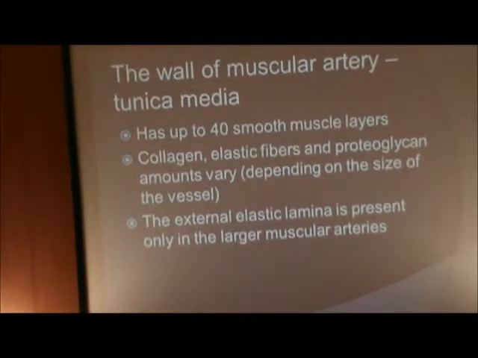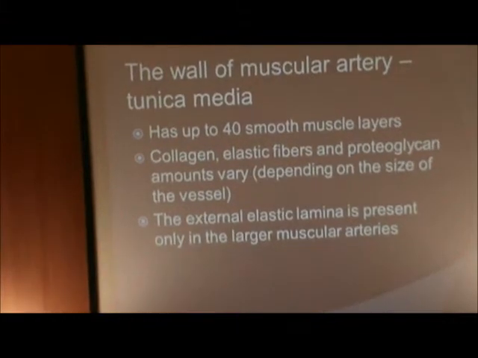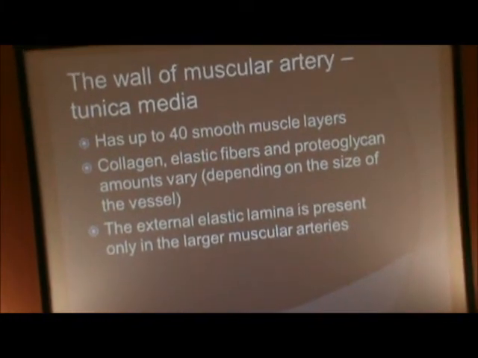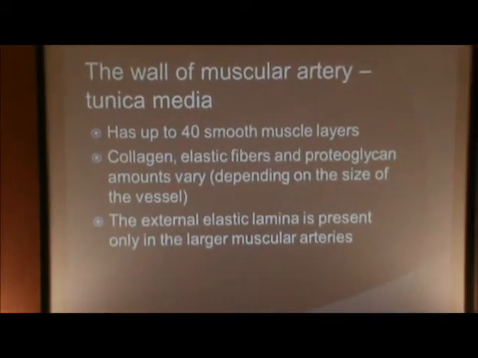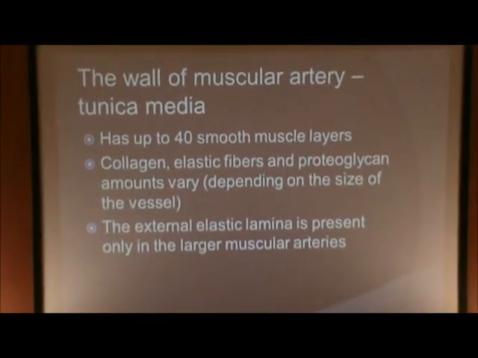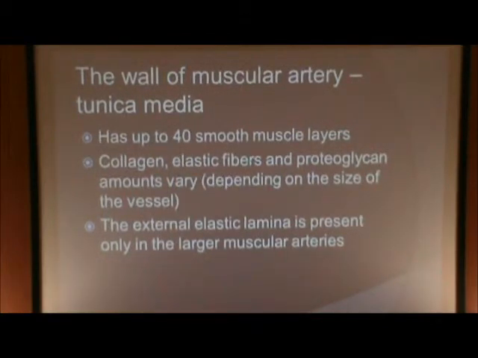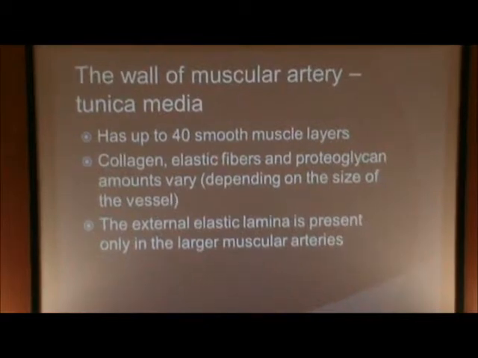Tunica media of muscular artery is composed of smooth muscle cells. Smooth muscle cells are the main component. They form about 40 layers of smooth muscle cells. In elastic arteries, we have 40 to 50 fenestrated membranes, fenestrated layers of elastic fibers.